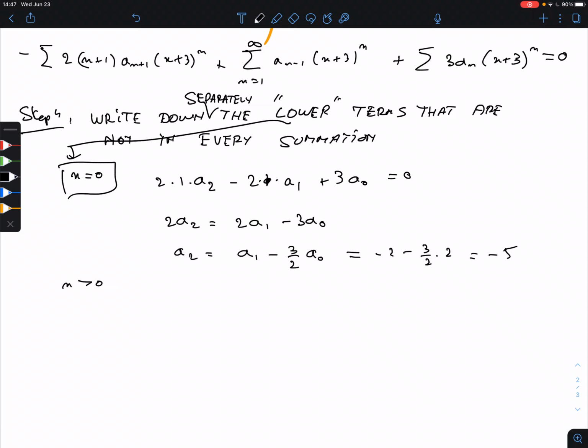But now if n is bigger than 0, so this is step 5. This is the general coefficient.